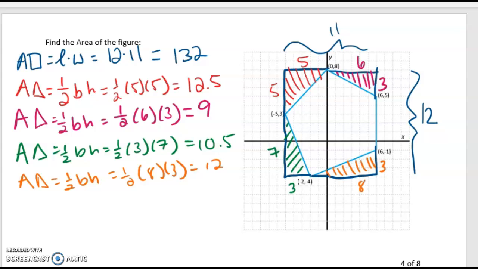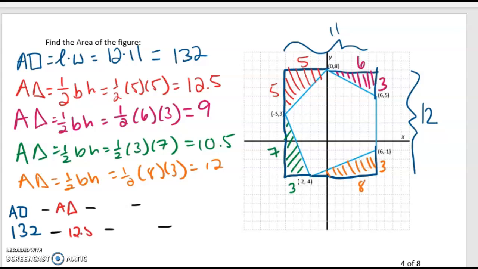Okay, so now that I have all these little areas, I'm trying to get the inside of my box by subtracting out what I don't need. So if my total area of my box is 132, so the area of the box is 132, I'm going to subtract out 4 of those triangles that I calculated. I'm just writing all that down so I don't have to go back and change the color. Okay, I'm going to subtract out the red triangle because I don't need him in my area.